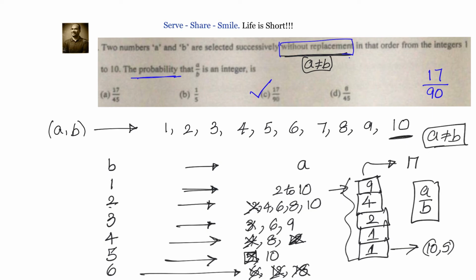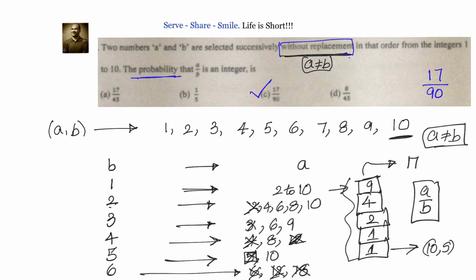Now let's go to the numerator part. The numerator, we want to have A by B as an integer. So A is a multiple of B and A not equals to B. So let us start taking different values for B and see what values I can get for A. Start with B equals to 1. Multiples of 1, 1 to 10, all of them are multiples, but 1 is not allowed. So there are 9 options available.